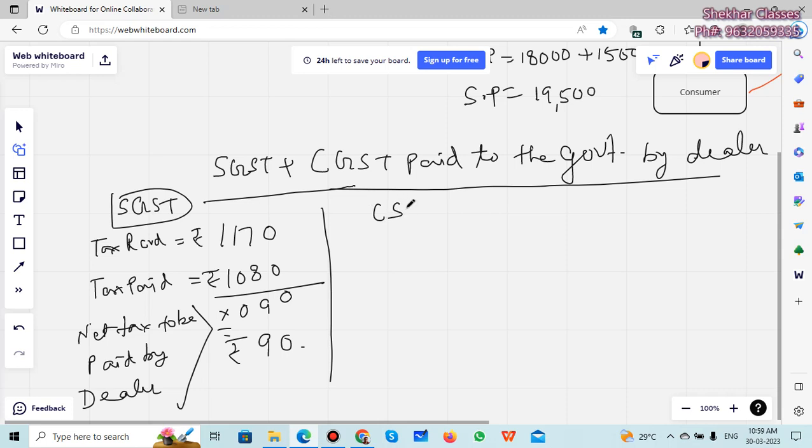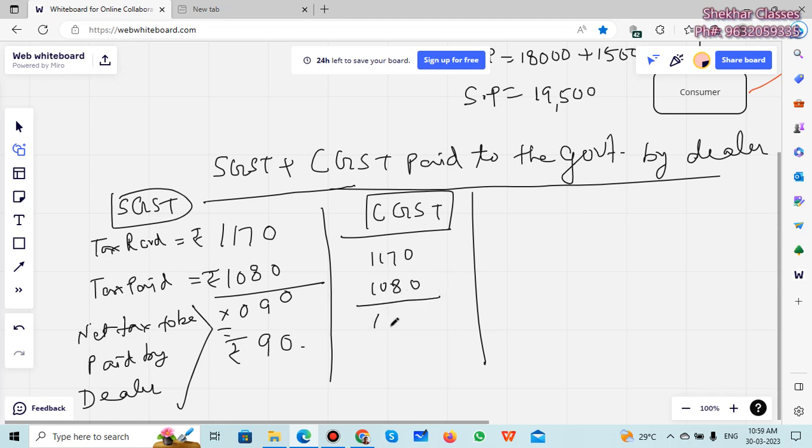So CGST is how much? This will be how much? If he pays it, he has already received 1170 and he has already paid to the manufacturer 1080.